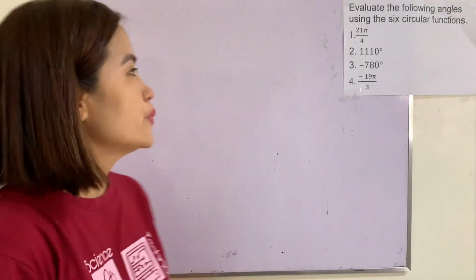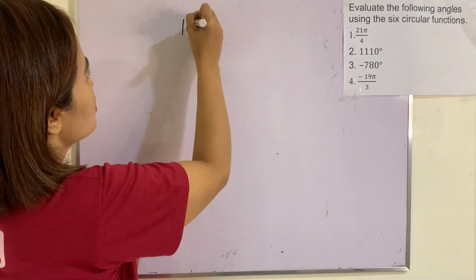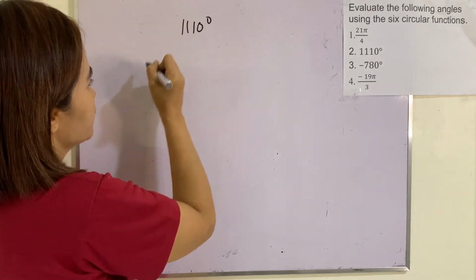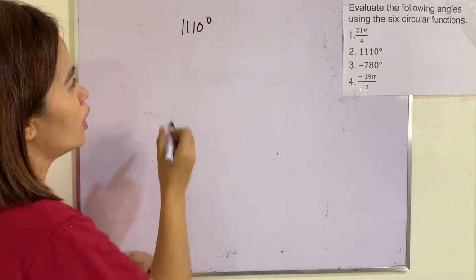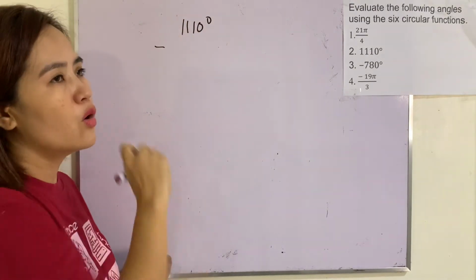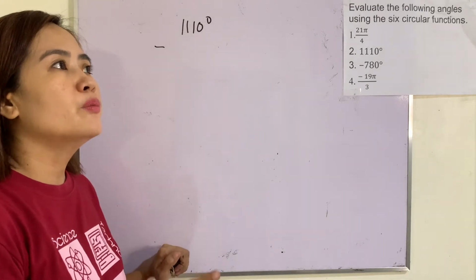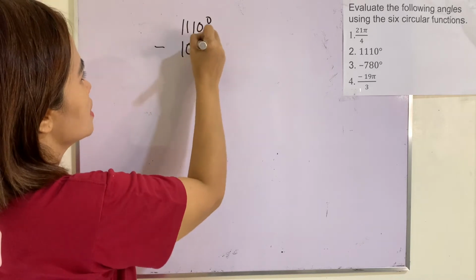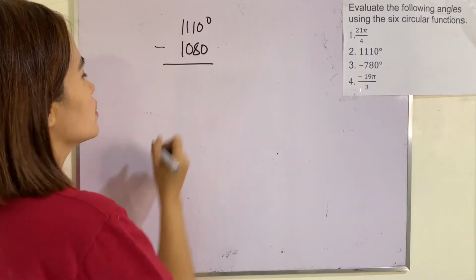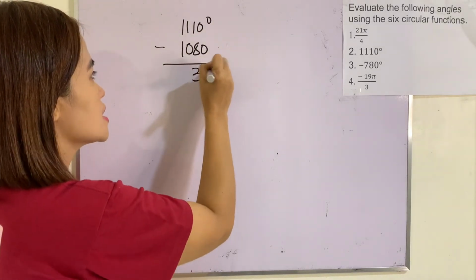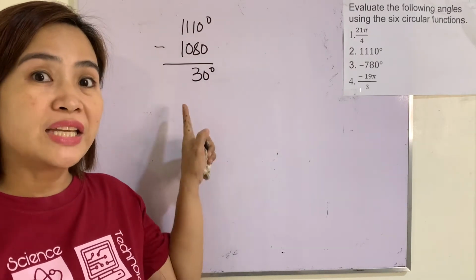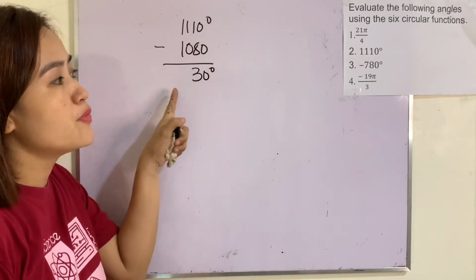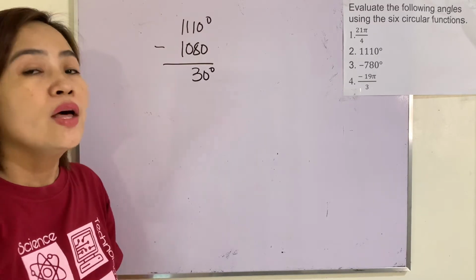Example number 2. We have 1,110 degrees. So we know that this one exceeds how many complete turns? 3 complete turns is equivalent to 1,080. So this one is equivalent to 30 degrees. So therefore, this one is in the first quadrant. Its reference angle is also 30 degrees.